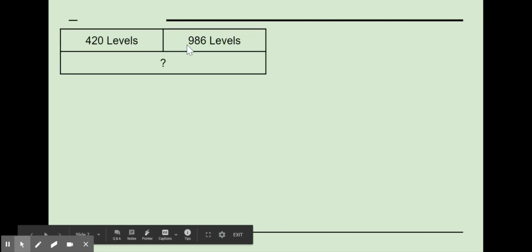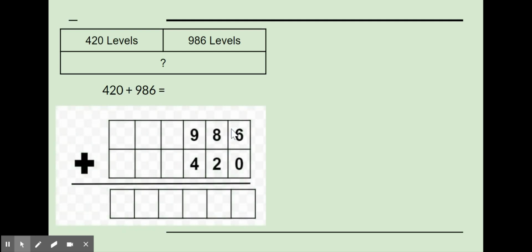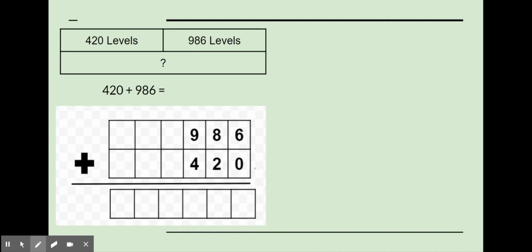So now we know that we're going to start out with our part whole model, and we're going to take my levels of 420 and my daughter's levels of 986, and we need to combine them, which means to add 420 plus 986. And we want to rewrite our problem, stacking our numbers, making sure to line up our place values. So let's add 6 plus 0 is 6.